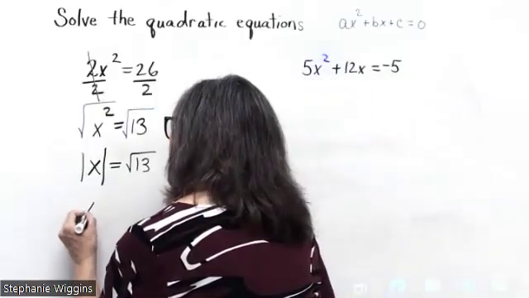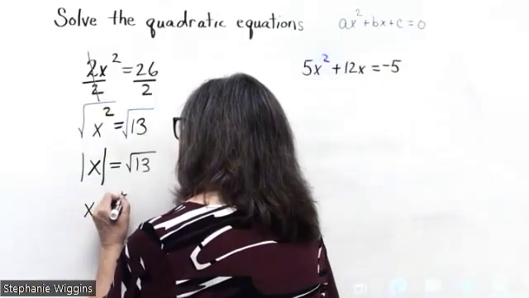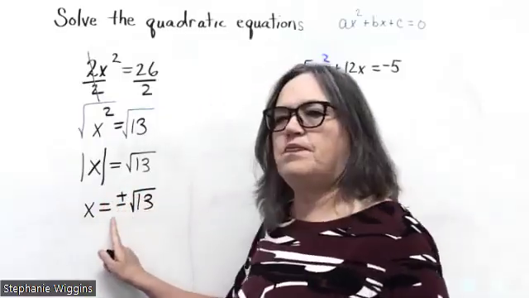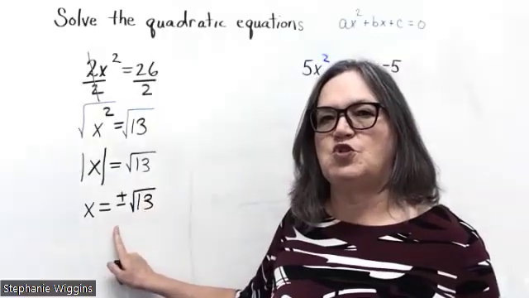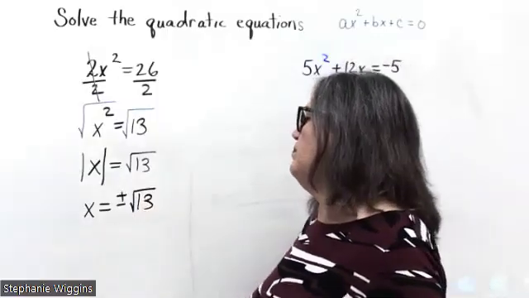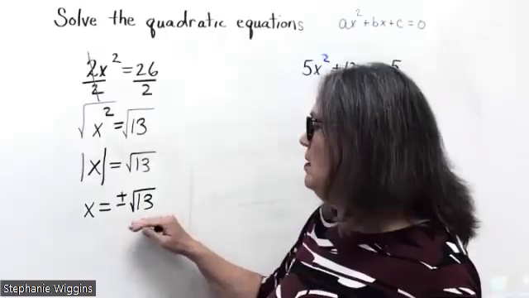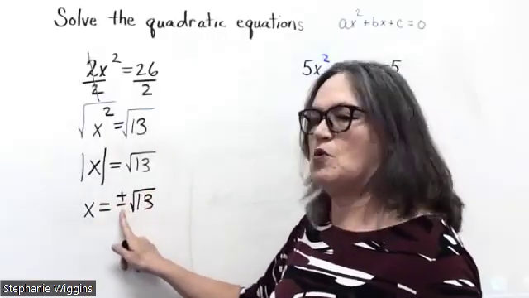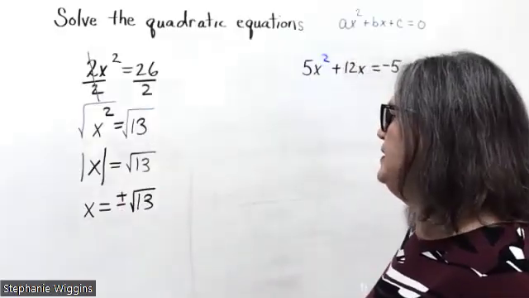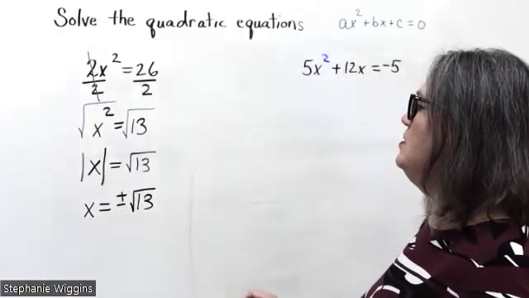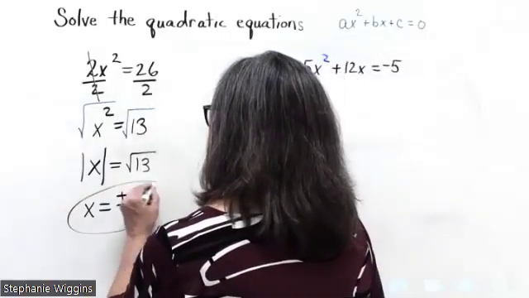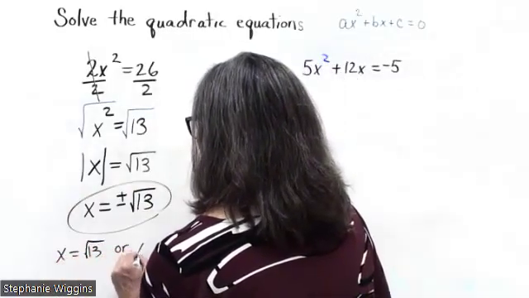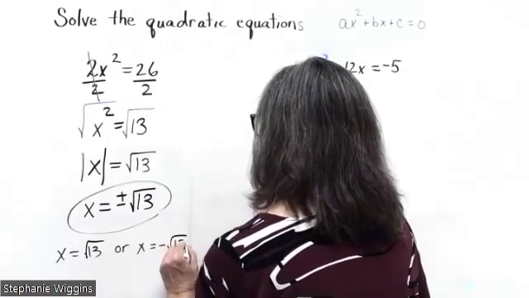And that just means that x could be positive or negative square root of 13. So don't forget that part. Typically, you're going to have 2 solutions. Well, not always, but often when you're taking the square root of both sides like this, it's going to be plus or minus. Okay. So the solutions are x equals square root of 13 or x equals minus square root of 13.